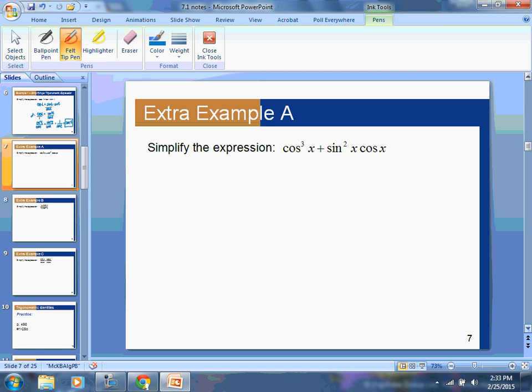Okay, so we have a couple extra examples here. These aren't in the book, so these are just extra ones to get you to practice these concepts. So you have extra example A, B, and C, and then we'll be done.